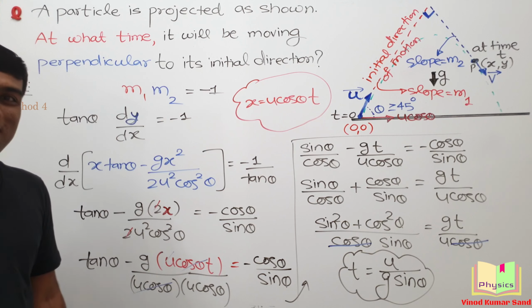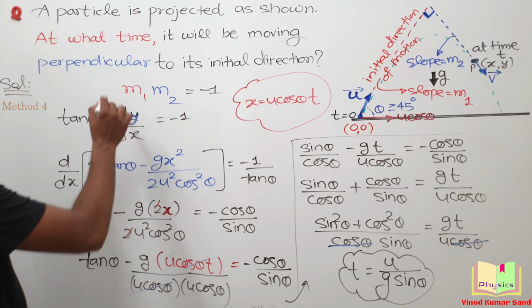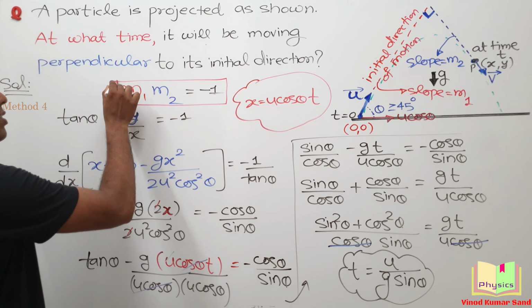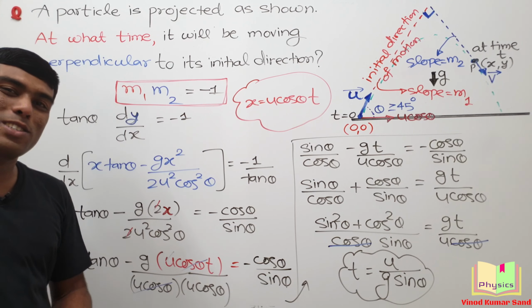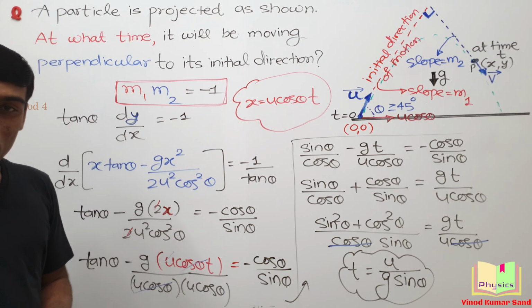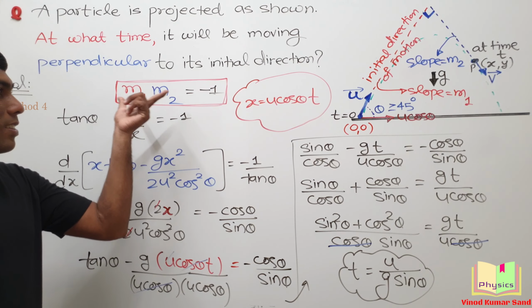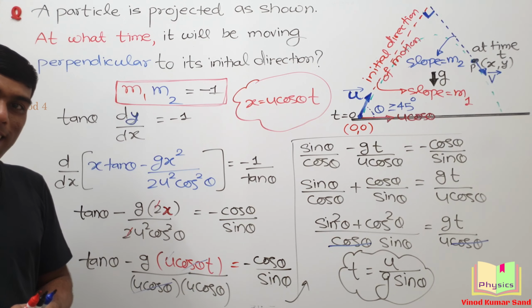Okay, I hope you liked this method. This method requires the knowledge of geometry. When two straight lines are perpendicular, the product of their slopes will be equal to minus 1. Okay, you note it down. Based on this trick, I'll be solving the same question on the next screen.